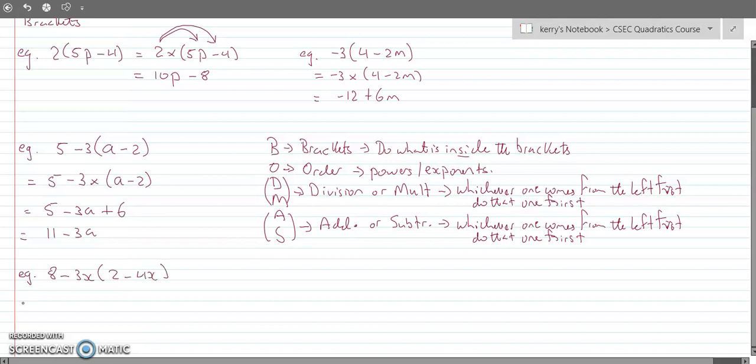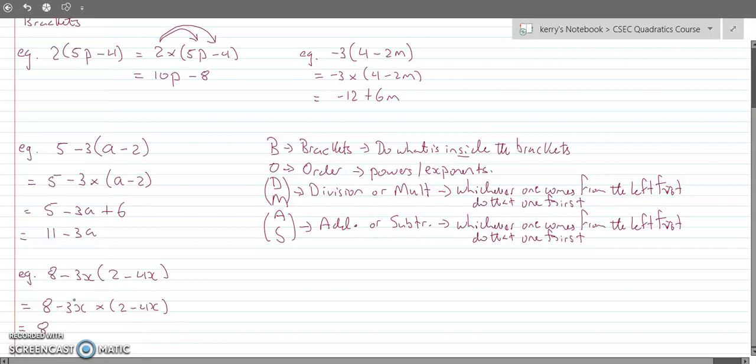So things get a little bit complicated here. So again, if we break down the operations in this question, we have subtraction, but we also have multiplication. So what we have here is 8 minus 3x multiplied by 2 minus 4x. So we don't need to use the 8 right now. We can leave the 8 as is.